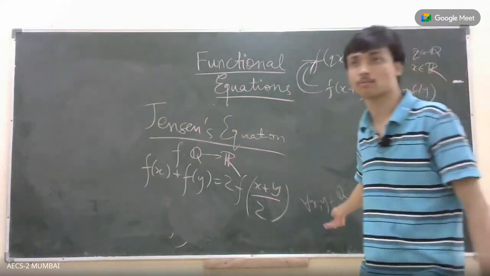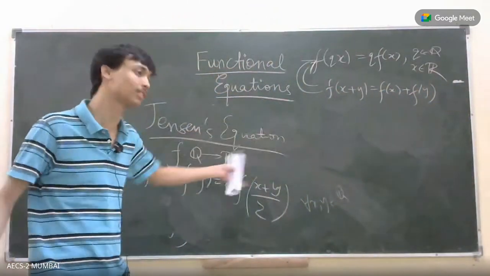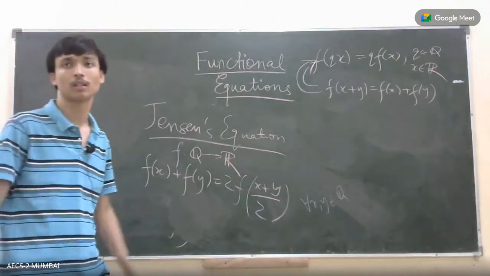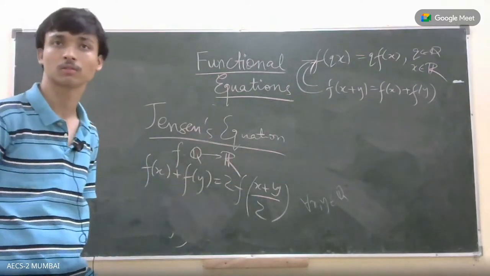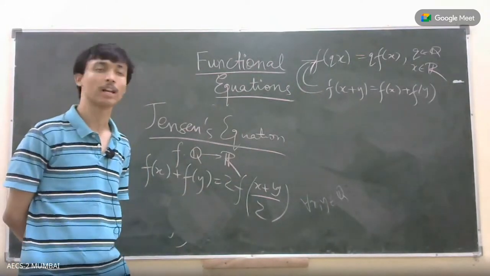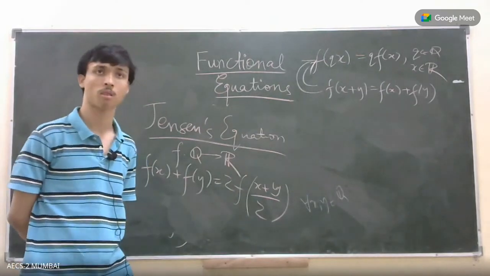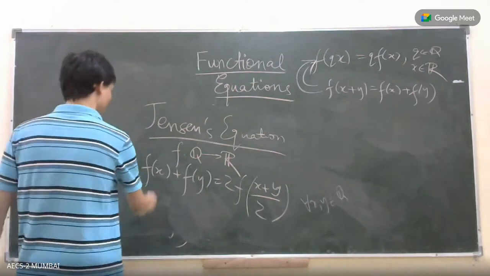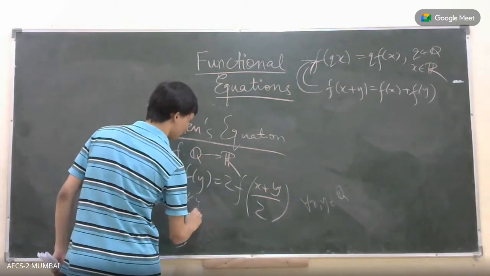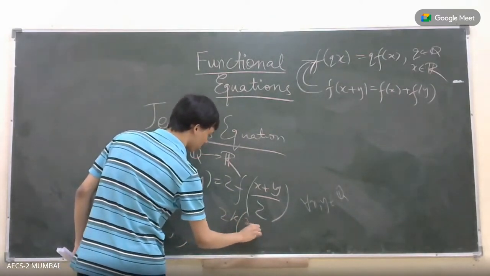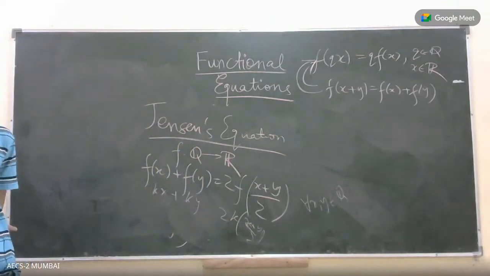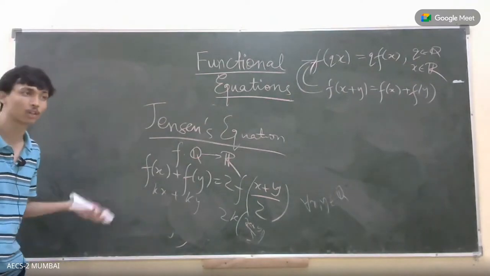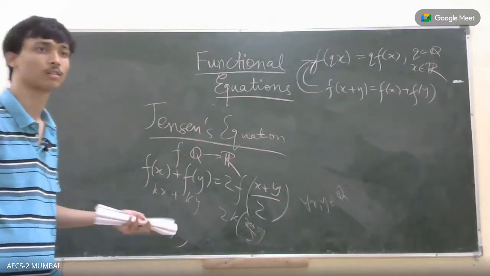Once again, can you give me some solutions to this just by seeing this equation? f(x) = x. Will f(x) = 2x fall? Will f(x) = kx fall here? Why not? kx + ky, 2k(x + y)/2. Aren't these two things equal? f(x) = kx works, right?